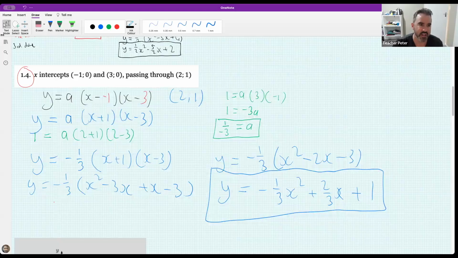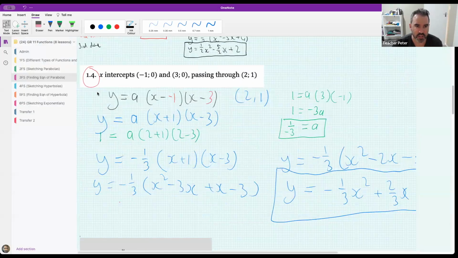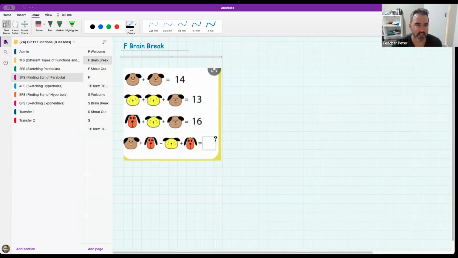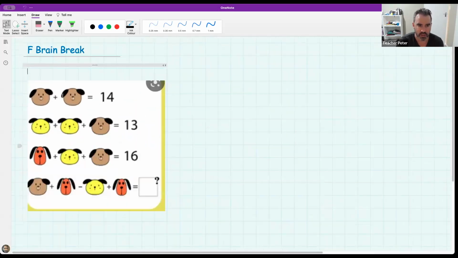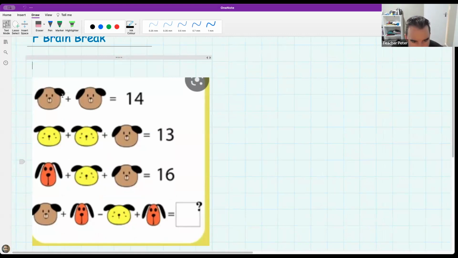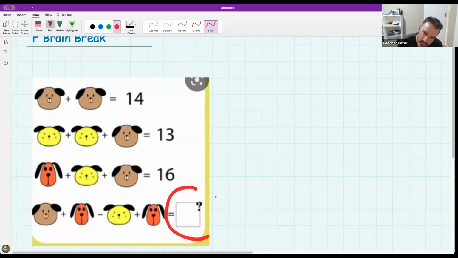I do hope you gave your legs a bit of a break. Before we move on, here is today's brain break. These look like puppies of some sort. What is in the final box over here at the end? See if you can work out what that is using the puzzle.